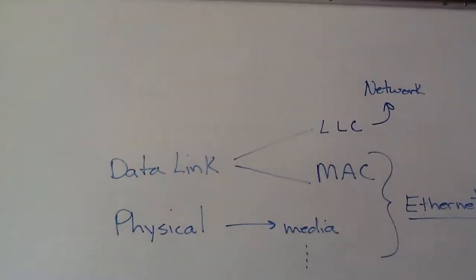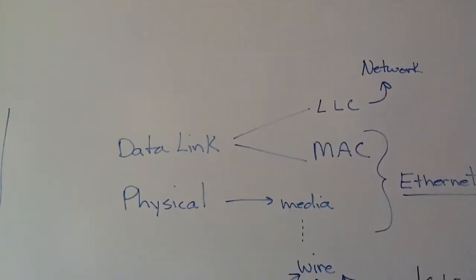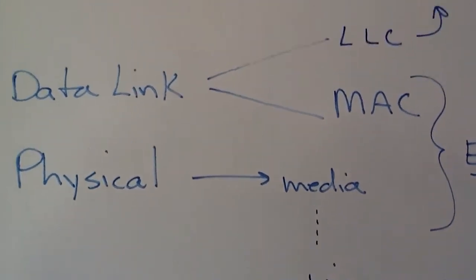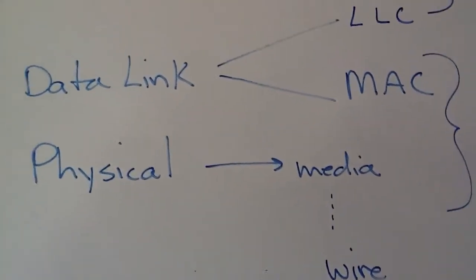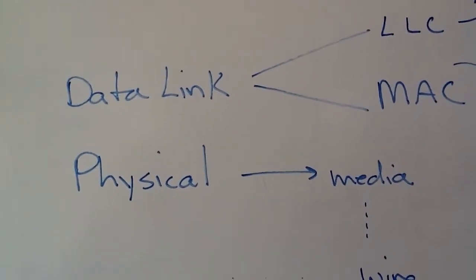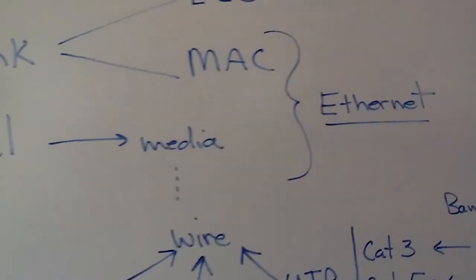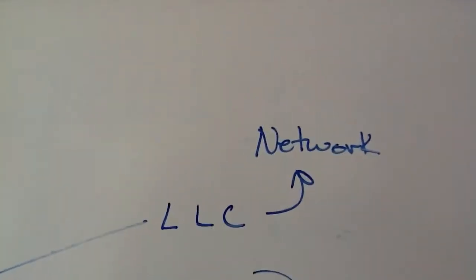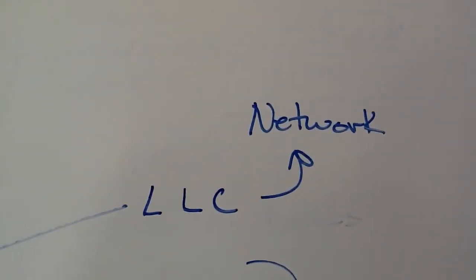We talked about Ethernet. Ethernet fits in here with the MAC layer of the data link layer, the MAC part of the data link layer, connected to the physical media. Here we connect into the upper layer, the network layer.